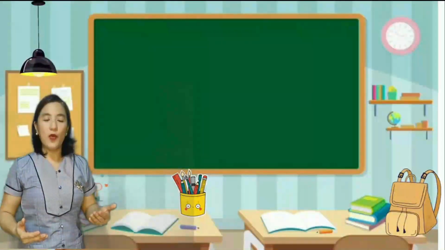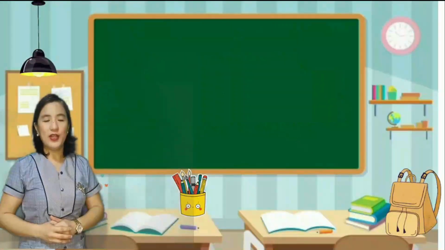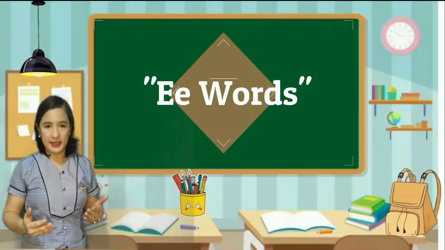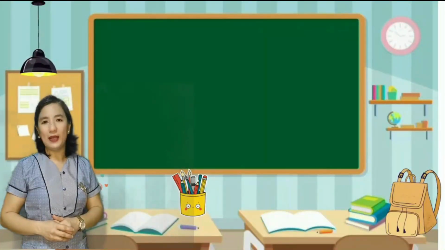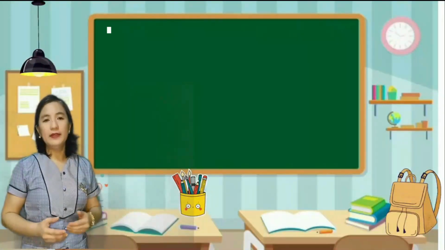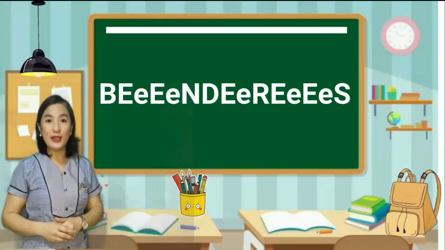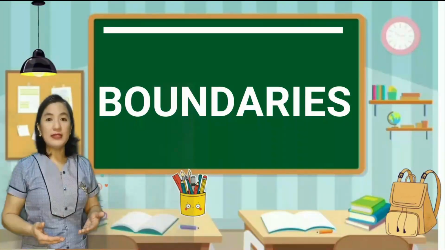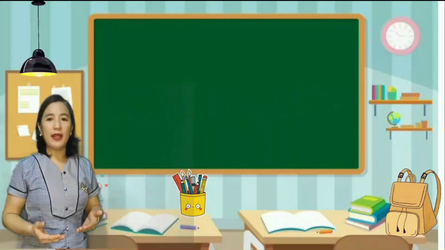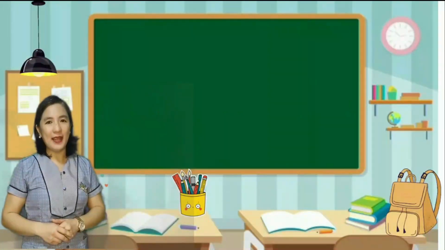Let us have first a review of what you have learned last week by doing this short game called E-words. You have to identify the term by its definition, but the trick here is that all vowels were replaced by E letters. Examples of this are divergent, convergent, and transform fault. Can you identify the term? The answer is boundaries. You have 3 seconds to answer it by typing it in your chat box. If all is clear, let's begin the E-game.